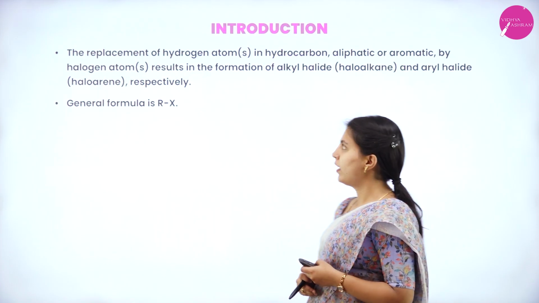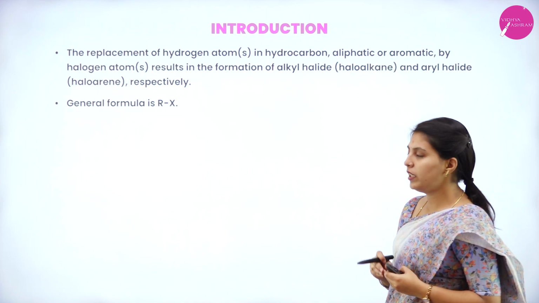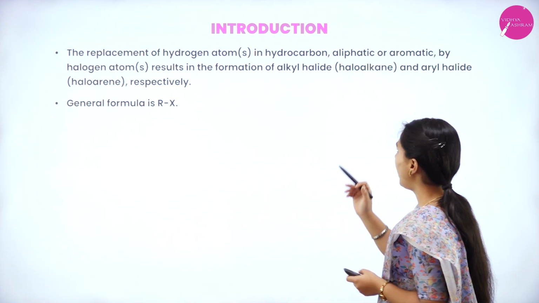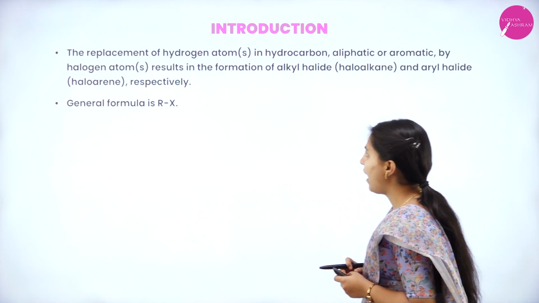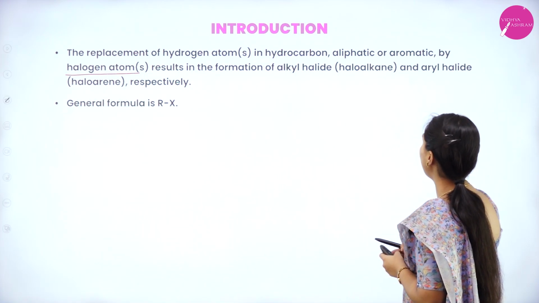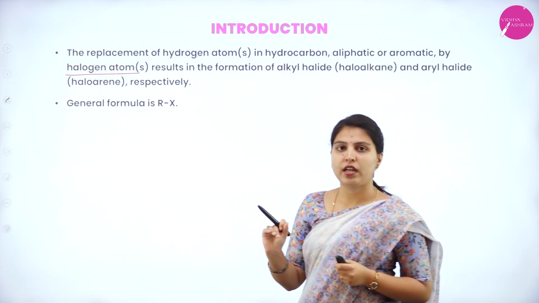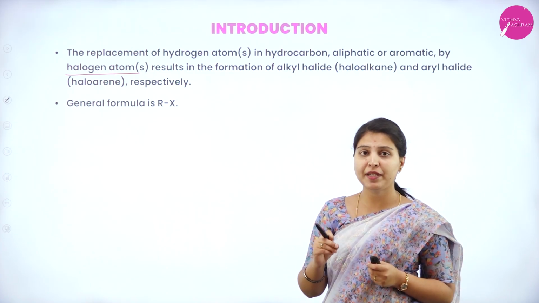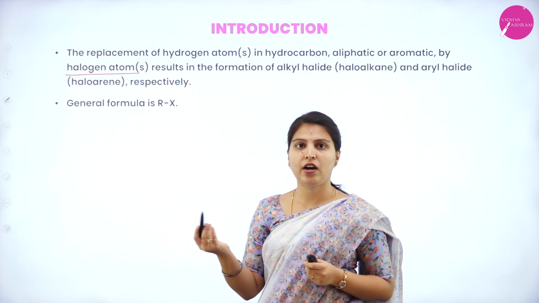First we will see what haloalkanes or haloarenes are and how they are formed in a general way. The replacement of a hydrogen atom in a hydrocarbon, aliphatic or aromatic, by a halogen atom results in the formation of alkyl halides and aryl halides respectively. This means in the hydrocarbon, the hydrogen atom is removed and a halogen atom is added. The replacement of hydrogen by halogen, we call haloalkanes or haloarenes.